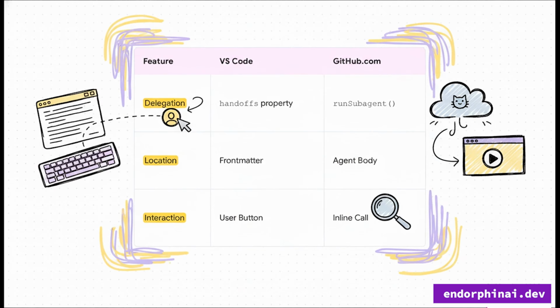So in VS Code, you're going to use the handoffs property, and you put that right in the front matter, that YAML configuration at the top of the file. This usually shows up as a button for the user to click to trigger that subagent. But over on github.com, it's different. There you use the run subagent function, and you call it directly in the body of the agent. This means it's an inline automatic execution, no button clicking needed.